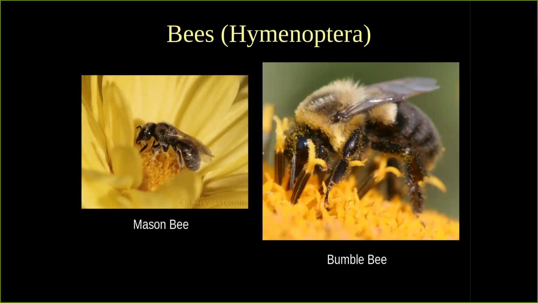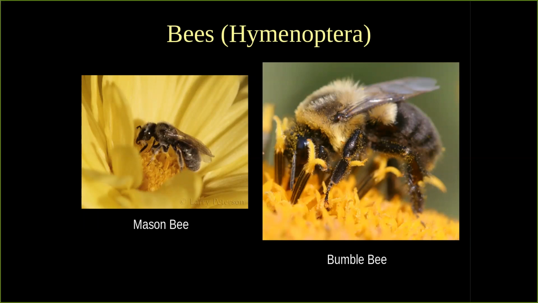Bees are another large group of insects. One of the most well-known is the bumblebee, which is a very large bee. It's so large that people used to think, how can this bee actually fly? Because it's so big, but it does. So that's nature, I guess.